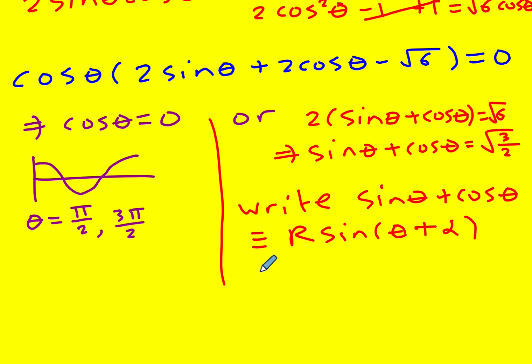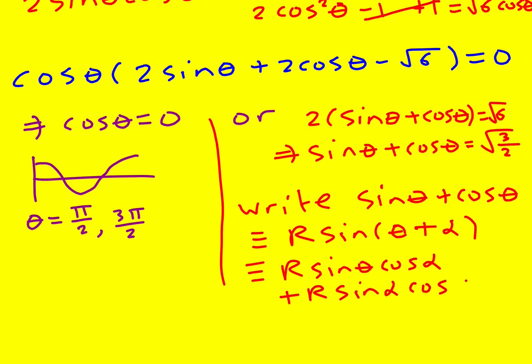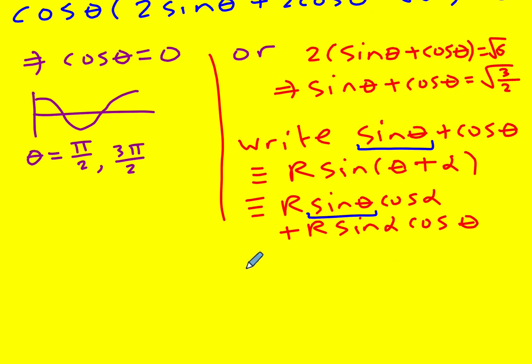We can write it like this because we can expand this using our addition formulae to give r sine theta cos alpha plus r sine alpha cos theta. And this is good because now we can compare coefficients. We've got sine theta here and sine theta here. So it must be that r cos alpha is equal to 1, and cos theta here, cos theta here, so it must be that r sine alpha is also equal to 1.